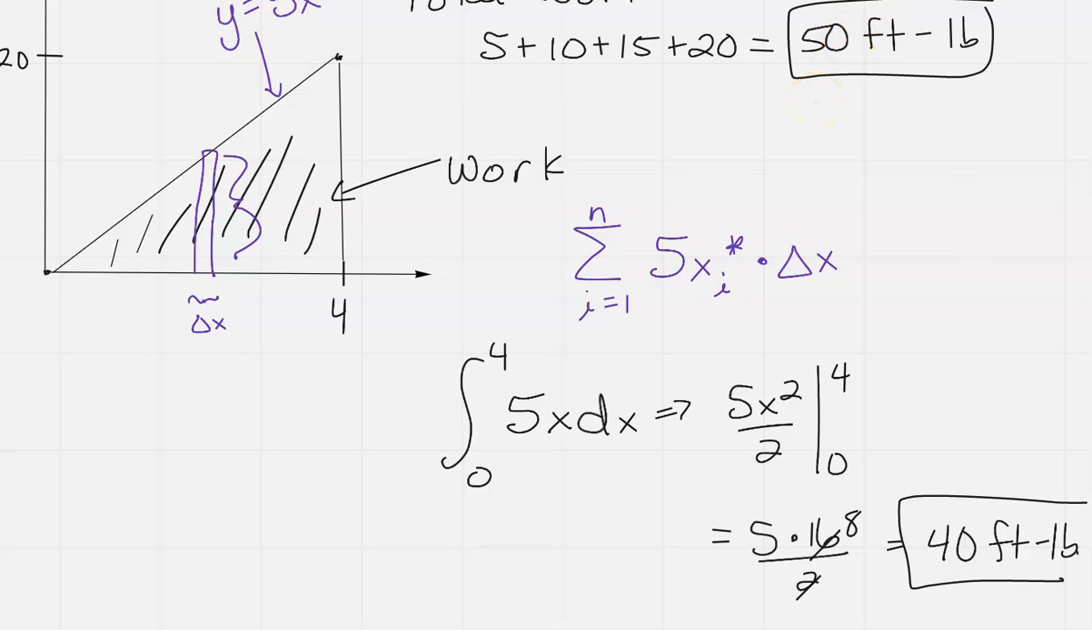Now notice that 40 foot-pounds is slightly less than our 50 foot-pounds, which does make sense, because if we were to lightly sketch all the rectangles on here, those were right endpoints. And so notice the rectangles were an overestimate of the problem. So the 40 foot-pounds makes sense, and that would be our variable force.